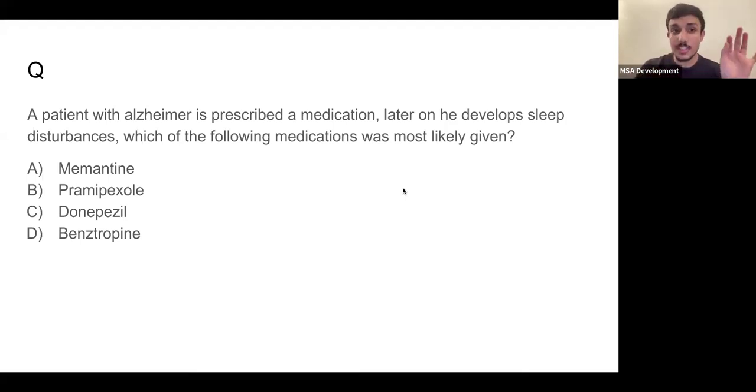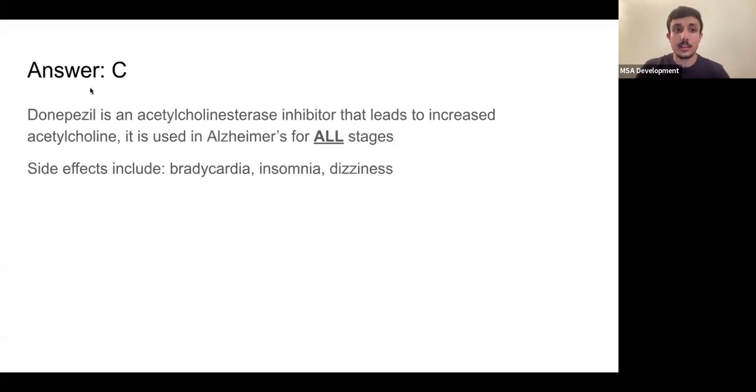Now, which of these medications can cause sleep disturbances? Like donepezil, okay, it can cause sleep disturbances. It can cause insomnia in some patients, okay? So the answer here would be C. The answer here is C. Donepezil is an acetylcholinesterase inhibitor that leads to increased acetylcholine. It is used in Alzheimer's for all stages, okay? All stages, not just late stages. And the side effects include bradycardia, insomnia, and dizziness, okay? Very important.